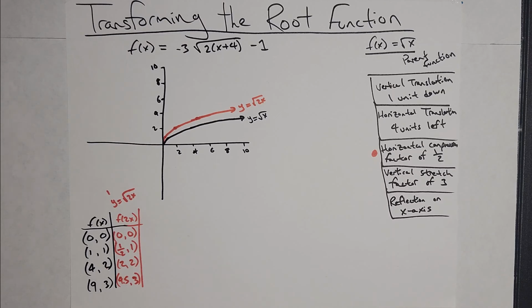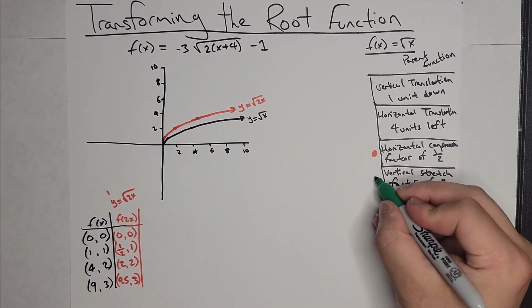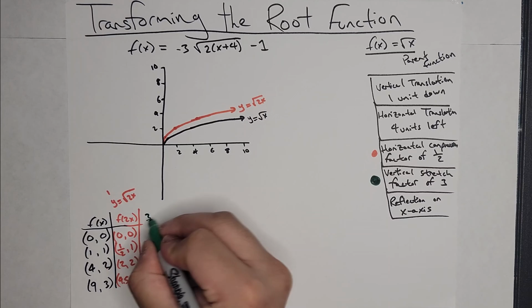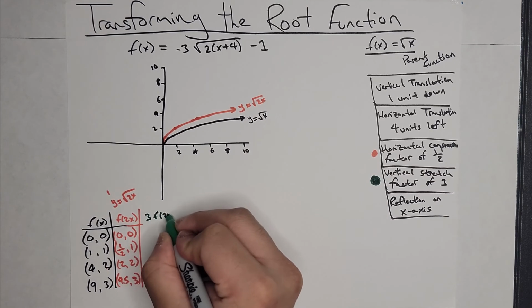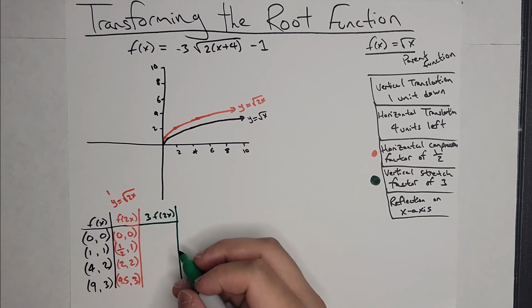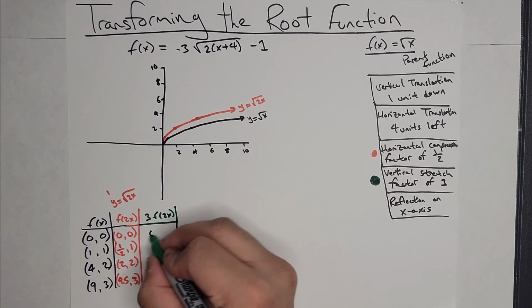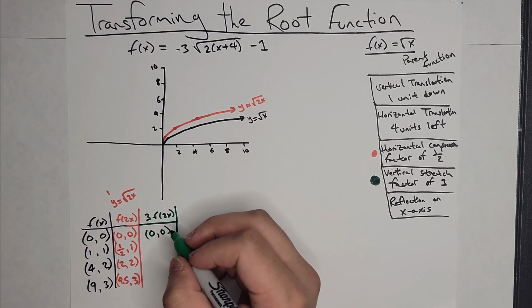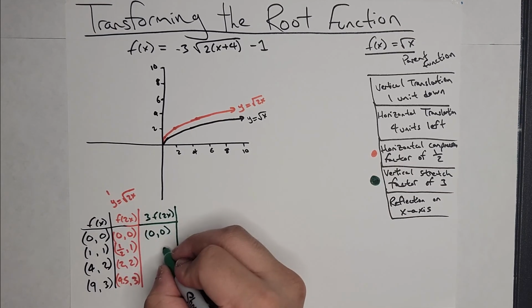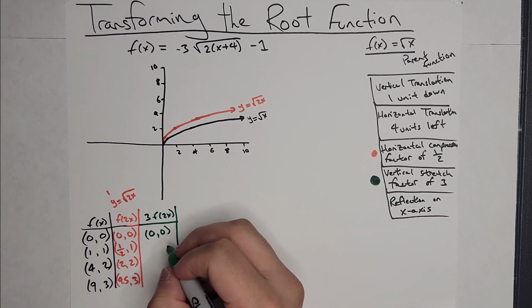Let's do our vertical factor of 3. So now we're going to have 3 times f of 2x. Whatever this was, we know 0 is going to be the same. But now we have a vertical stretch of 3, so whatever this was, we're going to multiply by 3 to obtain the values that we're looking for.